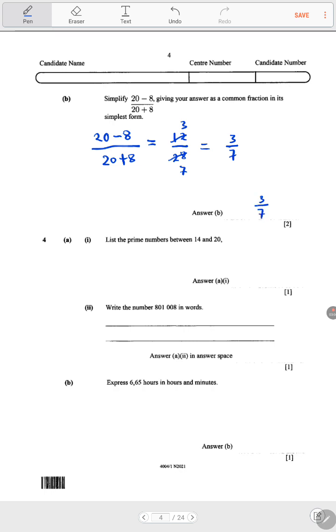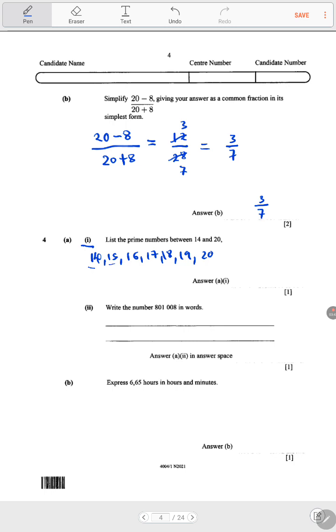in its simplest form. And number 4a, part 1, it says list the prime numbers between 14 and 20. So what you can do, you can just write all the numbers from 14 to 20. That's 14, 15, 16, 17, 18, 19, 20. Okay, so a prime number is a number with only two factors, 1 and itself. But if you look at 14, you have more than 2 factors, because 2 is a factor, 7 is a factor, 1 is a factor.